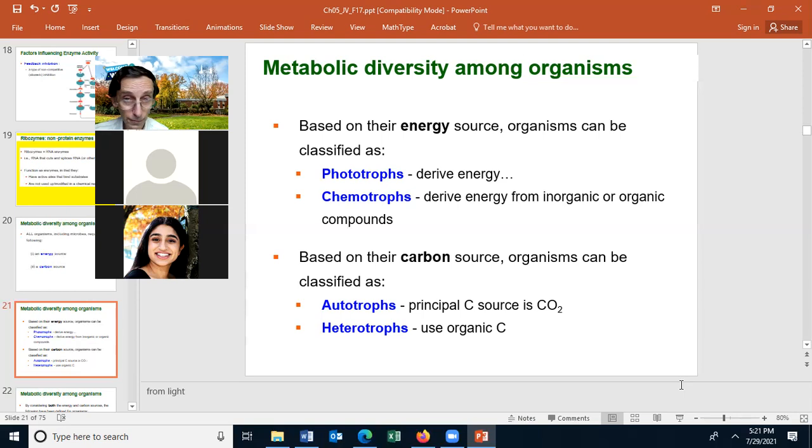There are also heterotrophs, and these get their carbon source from an organic chemical source, such as glucose. And we are a heterotroph. We get our carbon source from an organic chemical compound like glucose. Any question about any of that?